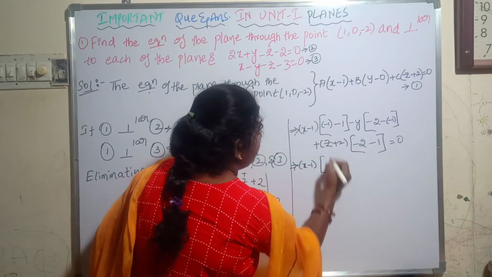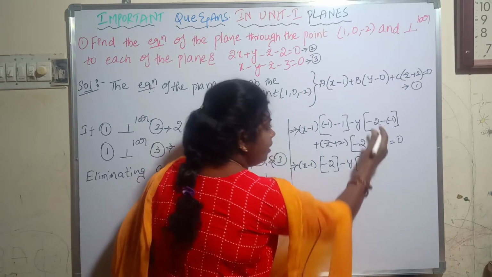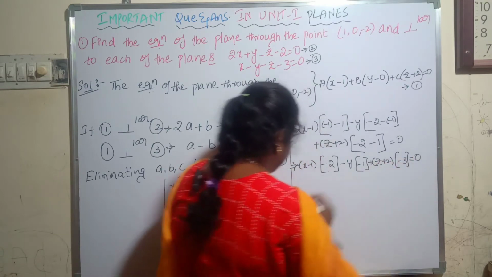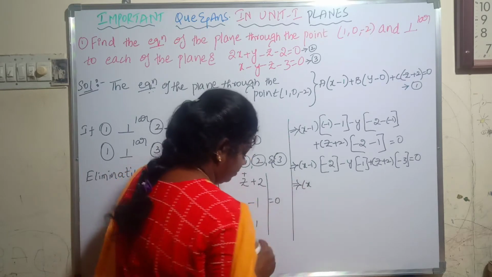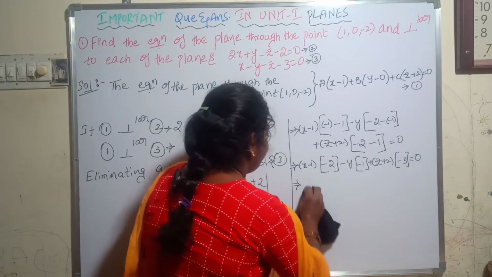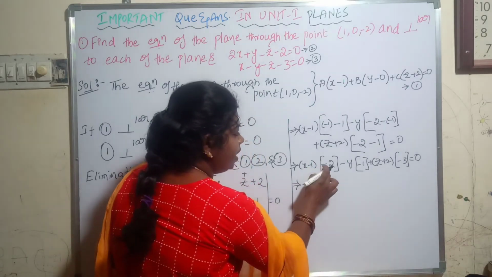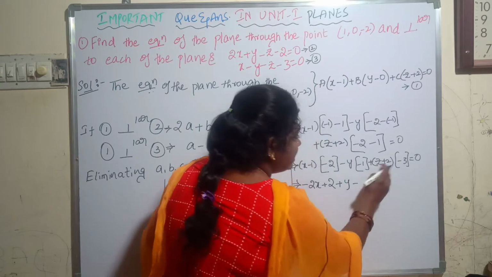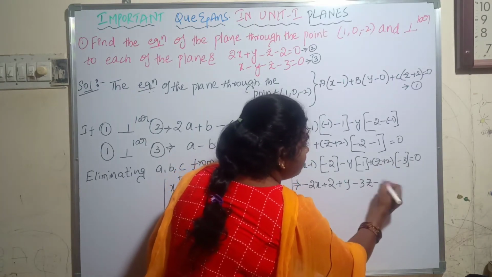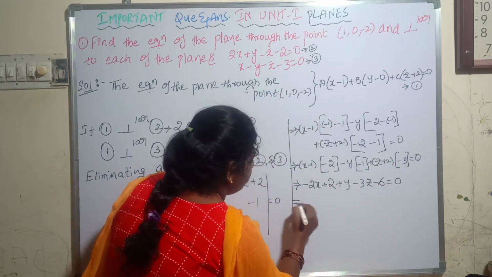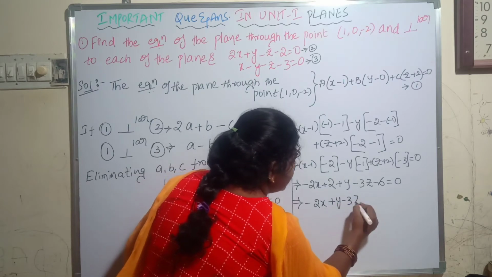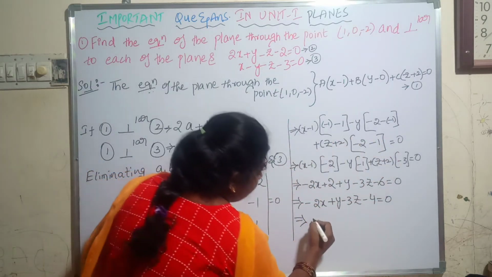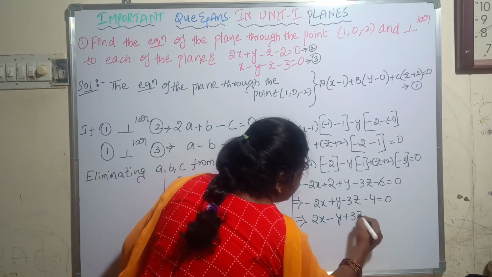That implies (x - 1)(-2) - y(-2 + 1), which is -1, plus (z + 2)(-3) equals 0. That implies we get -2x + 2, then plus y, then -3z - 6, which is equal to 0. That implies -2x + y - 3z - 6 + 2, which becomes -4, equal to 0. Now multiply the total equation by -1, and we get 2x - y + 3z + 4.